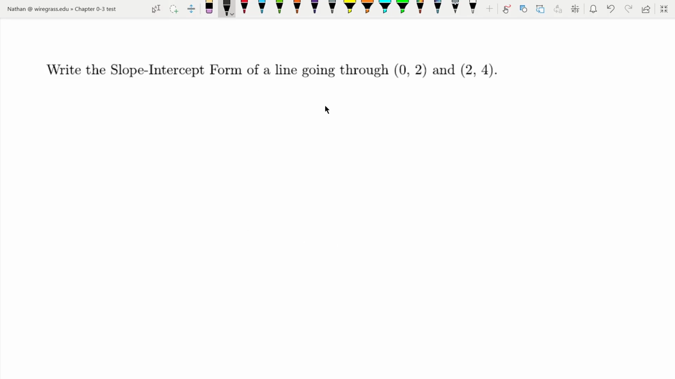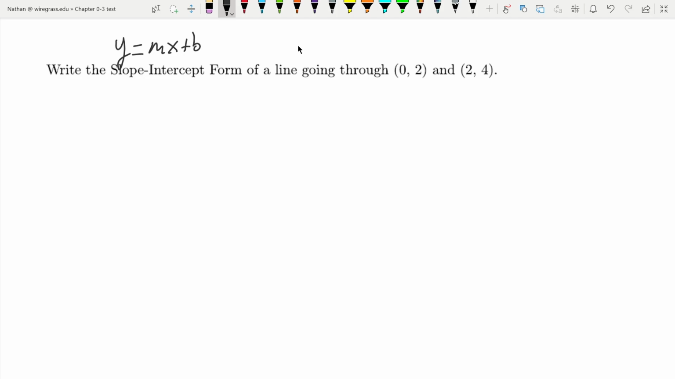To write the slope-intercept form of this line, we need two things. We need to know the slope and a point that's on the line. The slope-intercept form is specifically y equals mx plus b, so we need to solve this and get b as a result as well. But we need to have the slope before we do anything else, really.